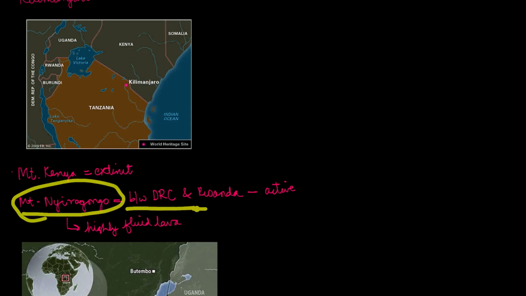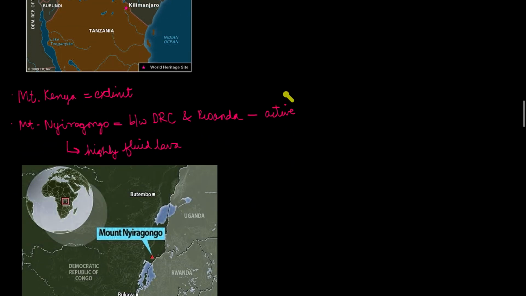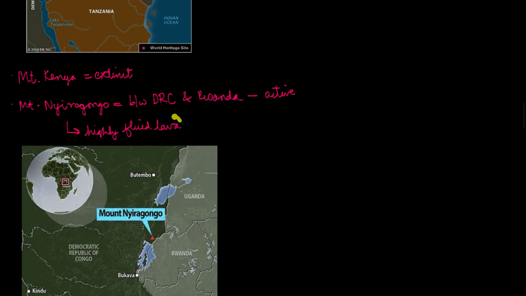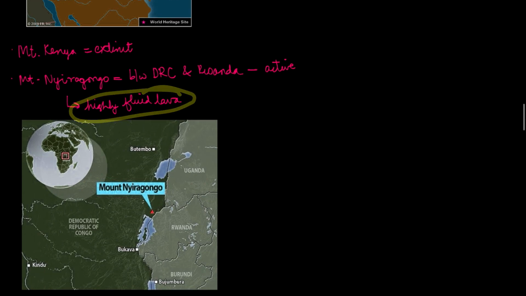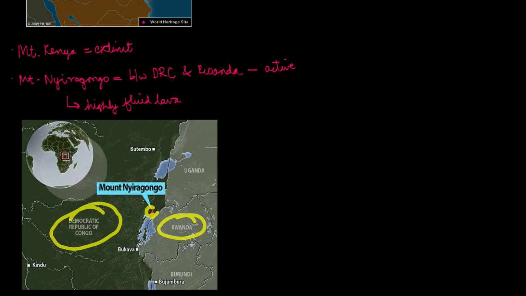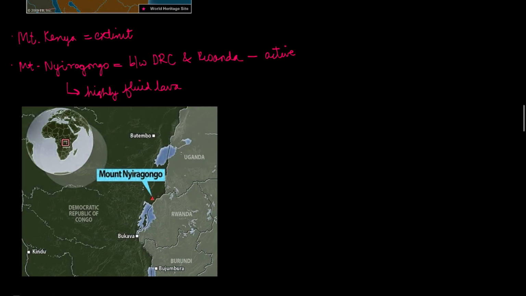It is between DRC and Rwanda, the Democratic Republic of Congo and Rwanda. It is an active volcano and has highly fluid lava. So this is the location of Mount Nyiragongo, over here between DRC and Rwanda, and it has highly fluid lava.